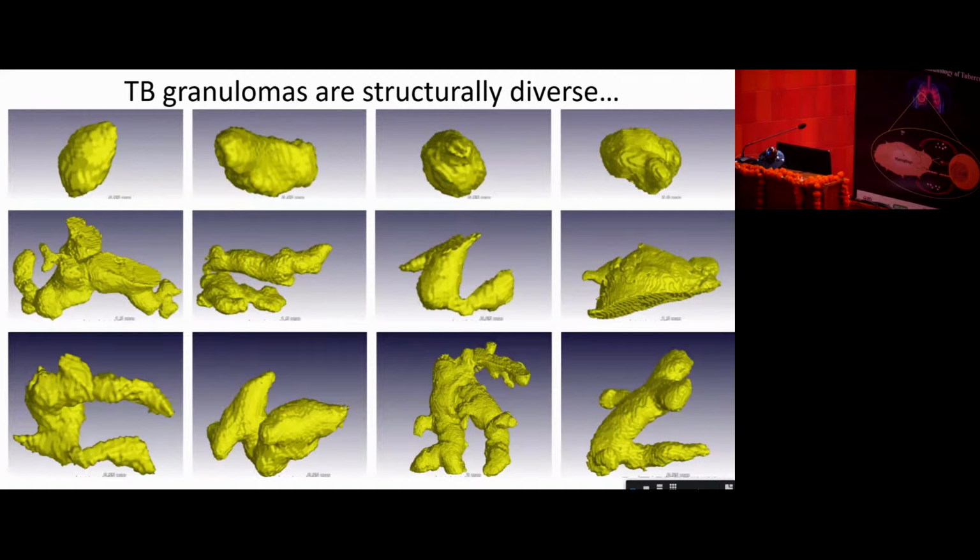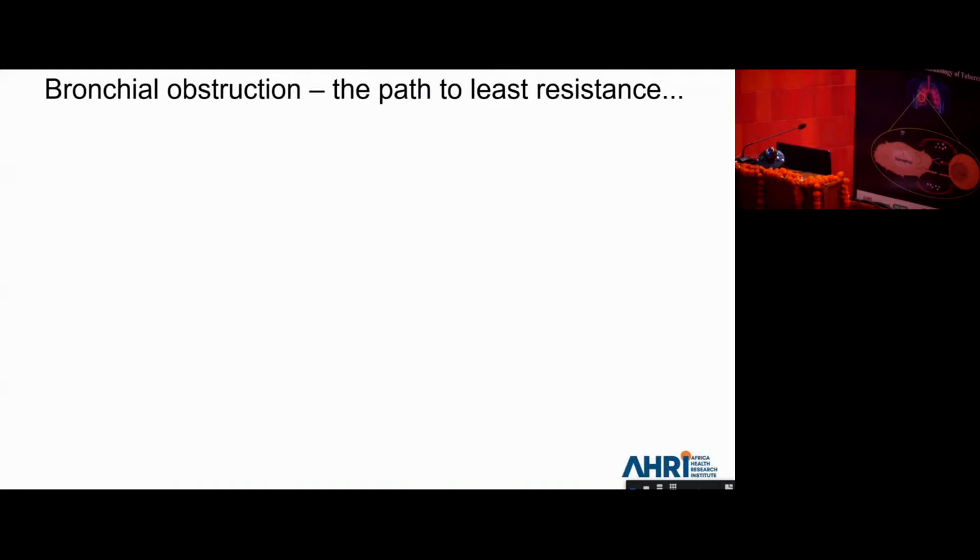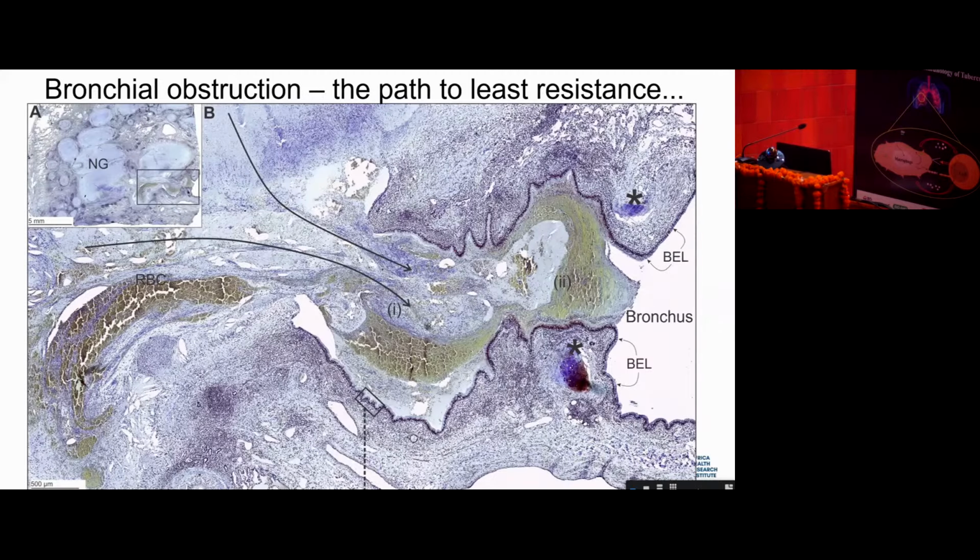TB granulomas are structurally diverse, with all sorts of shapes. And then there's evidence of bronchial obstruction. It's evident from this structure here, where you have necrotic lesions, and these necrotic lesions rupture into an airway. It's evident by these arrows. You can see the bronchial epithelial layer just being filled up by these cells. And it basically follows the path of least resistance.